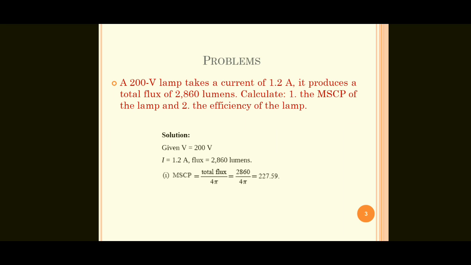So here the voltage is 200 volt. First we have to write down the given data. The voltage is 200 volt. Current is 1.2 amps. Flux is equal to 2860 lumens. Calculate the mean spherical candle power of the lamp.